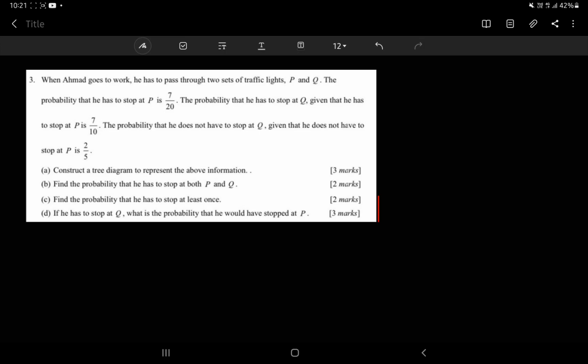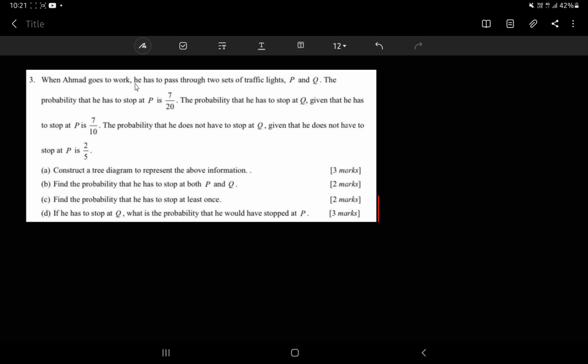Today we are going to solve a very interesting probability question. This is a question taken from the matriculation level. So let's get started. First we need to read the question.